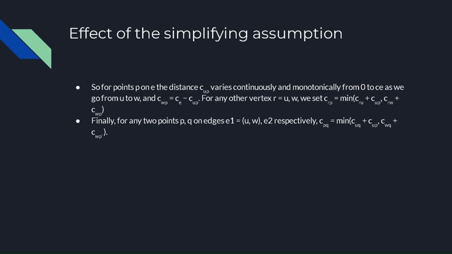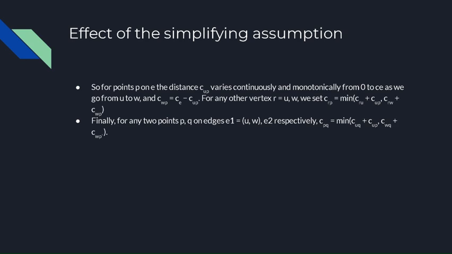Now for any vertex R that we take, which is not equal to U or W, pardon the mistake earlier, what we can say about c_RP is that it will be the minimum of c_RU plus c_UP, and c_RW plus c_WP. So basically P is lying between U and W, and R is some outside vertex.